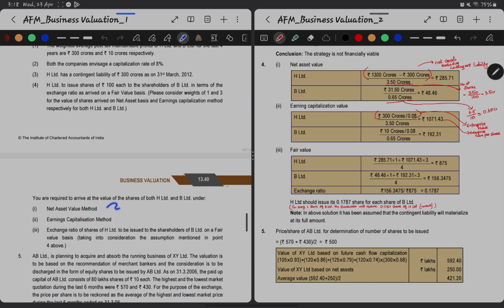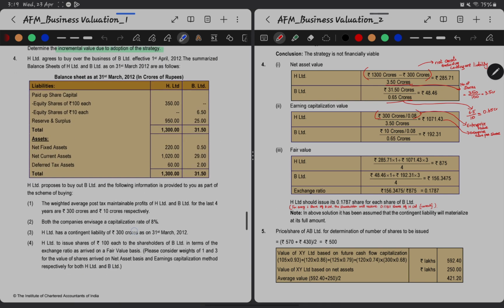Now you are required to arrive at the value by the net asset value method first. Anyway, we need to calculate that exchange ratio. For that, net asset basis is required, so they are asking the same. And then the earnings capitalization method, the second requirement. The third requirement is the exchange ratio they are asking. That's it. Yeah, so let's go to the solution now.